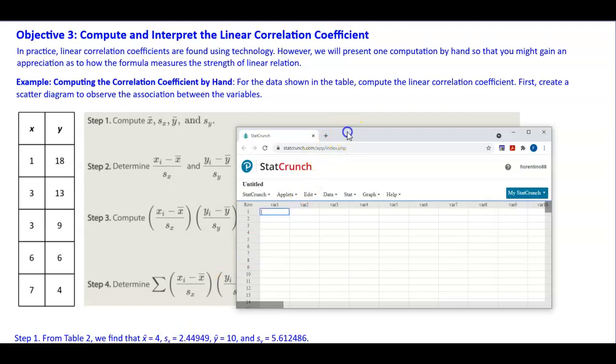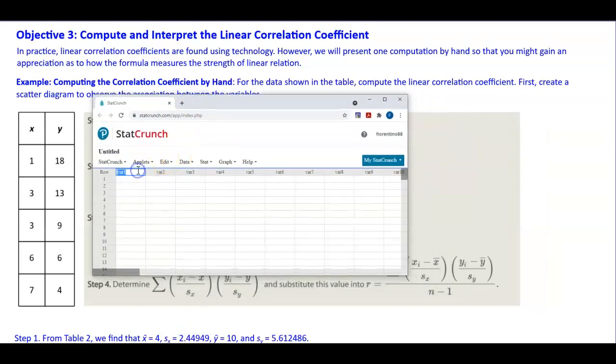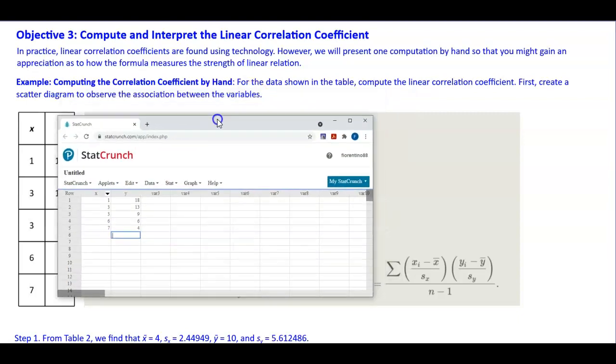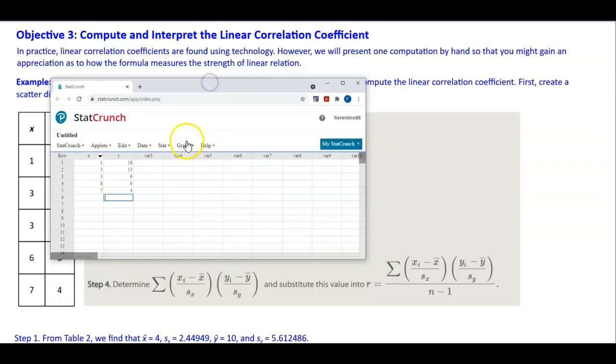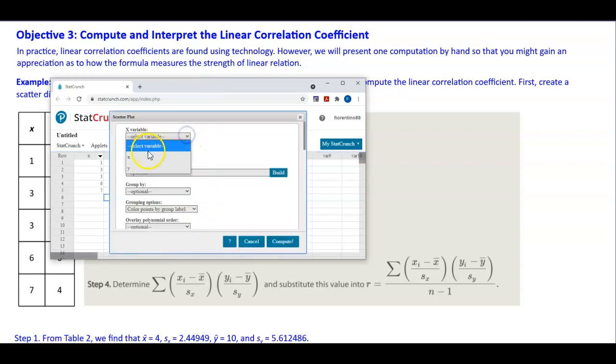So I'm going to open up StatCrunch, and our first variable is x. We're going to put in our values 1, 3, 3, 6, and then 7. And then we have our y: 18, 13, 9, 6, and then 4. What we want to do is create a scatter diagram. So we're going to go to Graph and select Scatter Plot. We have our x variable as x, and our y variable as y.